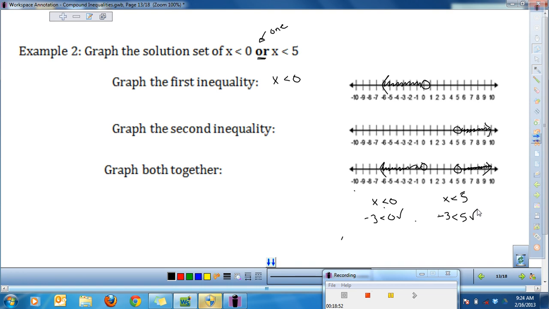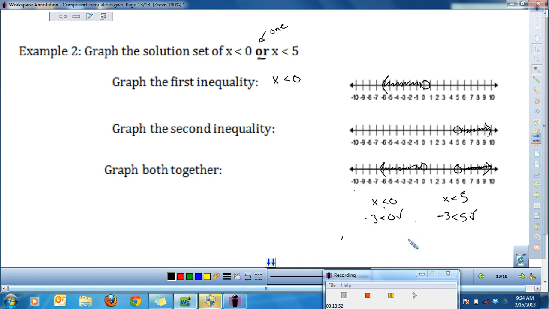Uh-oh. We must have done something wrong. And this is why it's really important for you to check your answer. Because this is an or statement, so it should only work for one of them. If you are doing an or statement and you see that it works for both, go back and check your work. So let's go back and check our work.